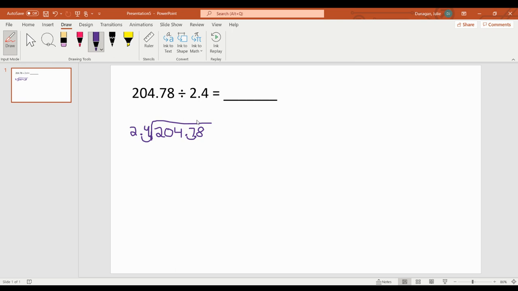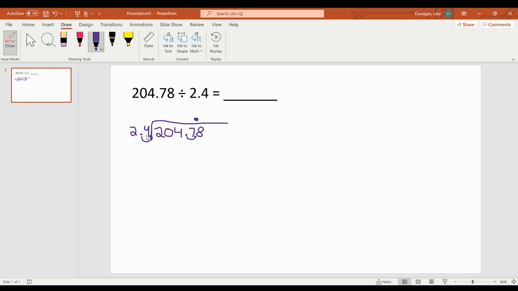Okay, and we write it on top where we're going to put our quotient or our answer to our division problem. Now we are done thinking about our decimal. We don't have to worry about it anymore. Okay, now we can do our division.